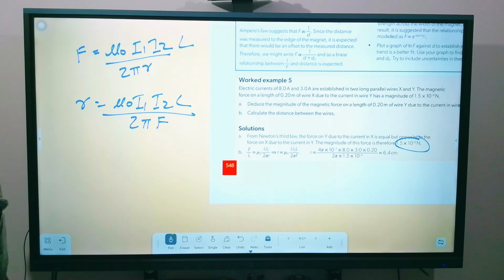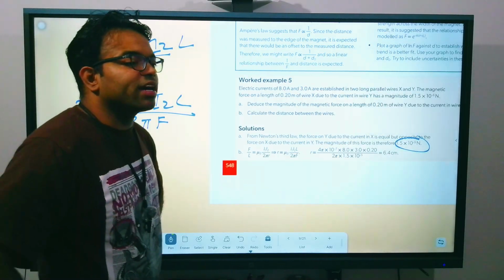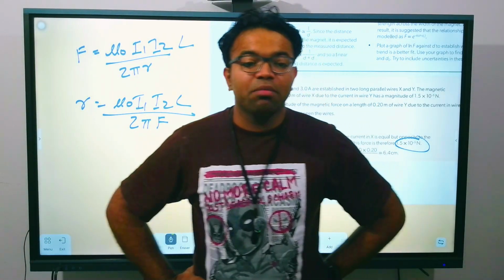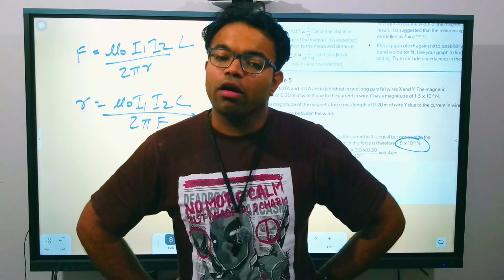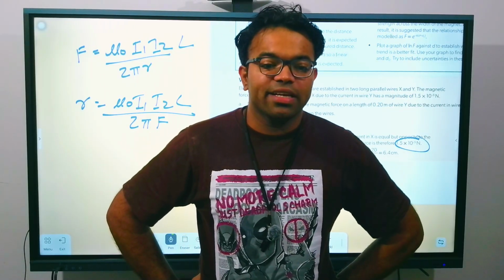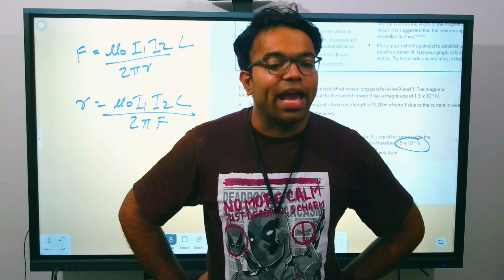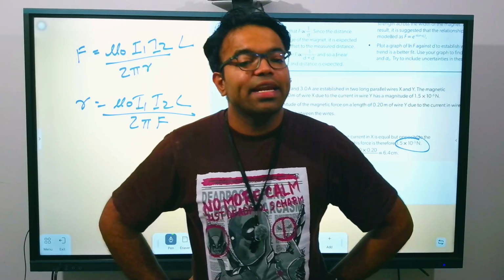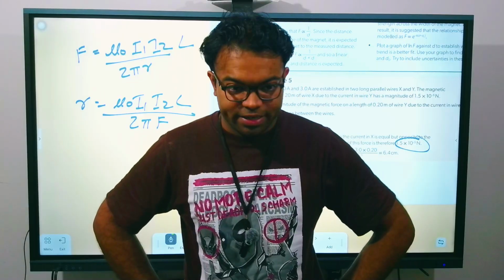Exactly. Clear? R is the distance between the wires. L is the length of the conductor. BIL sin theta. Remember how we got this formula? We got this formula using BIL sin theta. Okay. And what is L in that BIL sin theta? That L is the length of the conductor.